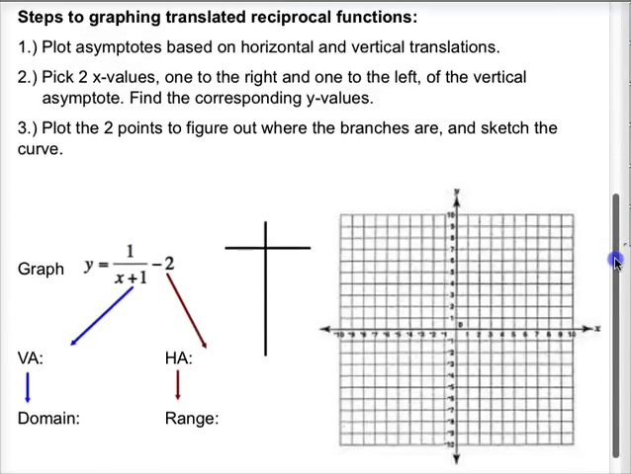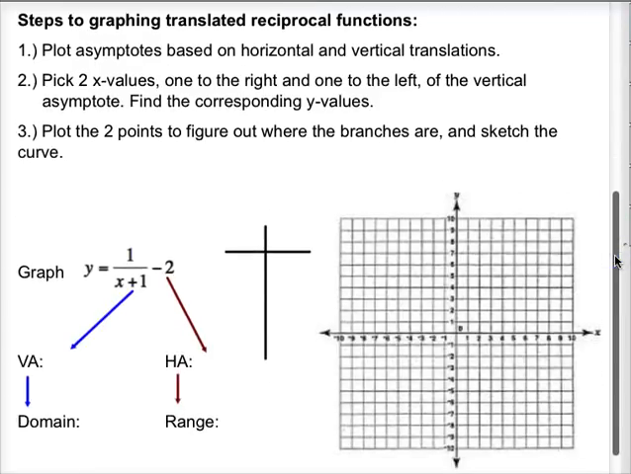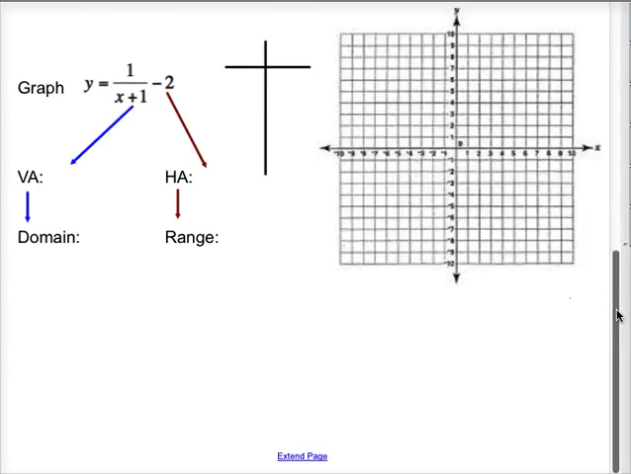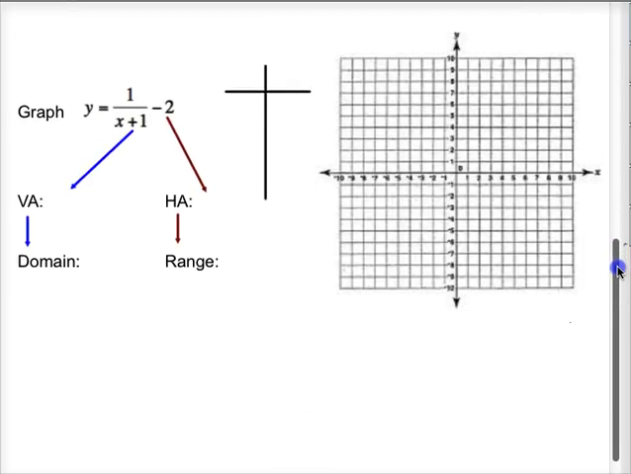So what are we going to do? Well, we're going to use those values to find the asymptotes. That's the first thing that we do. Then we're going to find two values, one to the left and one to the right of the vertical asymptote, to plot those points to see where the branches are, and then we just sketch the curve. So let's step through one of these together.